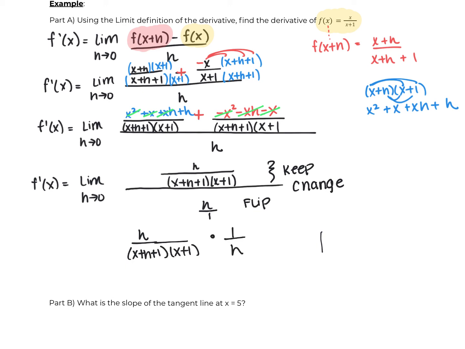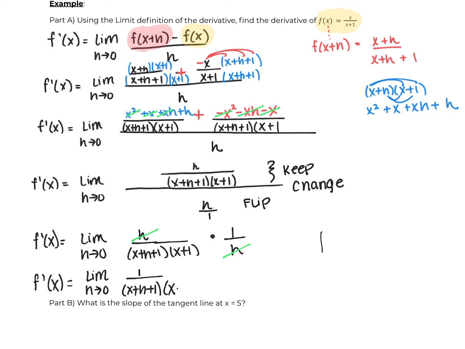Now look what's going to happen nicely. This top h with this bottom h cancels. So now we're left with f prime of x is equal, well, first actually let's rewrite this here. And we now have f prime of x is equal to the limit as h approaches 0 of 1 over x plus h plus 1 times x plus 1. So now that we've simplified and got rid of these h's, we absolutely can plug in direct substitution now. So I'm going to write that, direct sub.